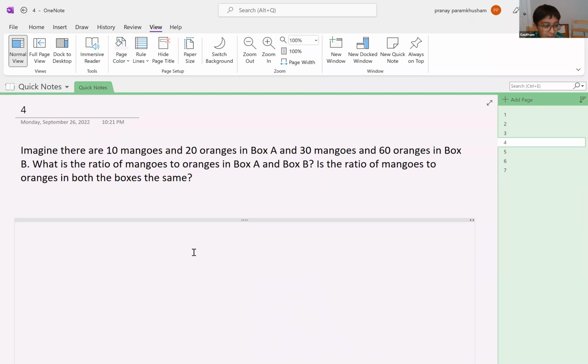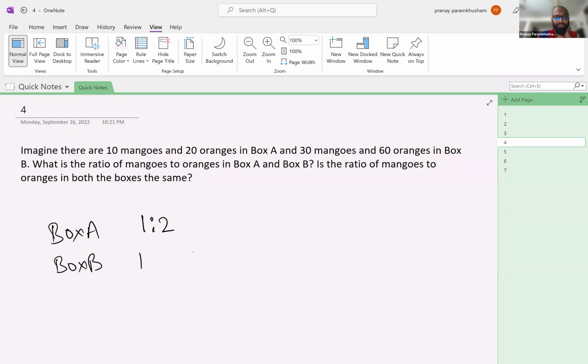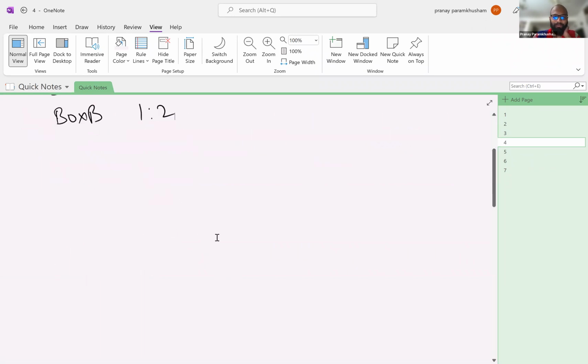It's the same. The first is 10 to 20, and that's 1 to 2. And the second one is 30 to 60, and that's 1 to 2 as well. So they're both the same. So you're saying 1:2 for box A, and it's for both of them. Box B as well, 1:2. Yes, it's the same. You're right.